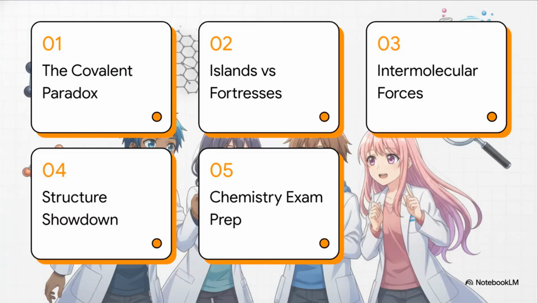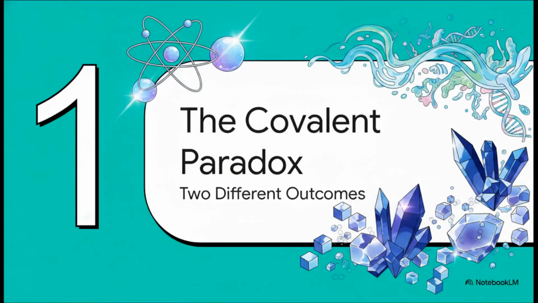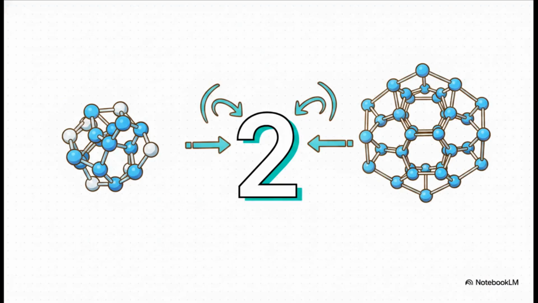Well, here is our roadmap for today to figure that out. We'll quickly cover the covalent paradox, the difference between islands and continuous fortresses, why intermolecular forces break, an ultimate structure showdown, and finally, how to nail your chemistry exam. So, starting with the covalent paradox and those two wildly different outcomes. It's honestly incredible that a single bonding mechanism, just atoms sharing their outer electrons, results in exactly two completely distinct types of structures. It's not a sliding scale here, it is literally a fork in the road.